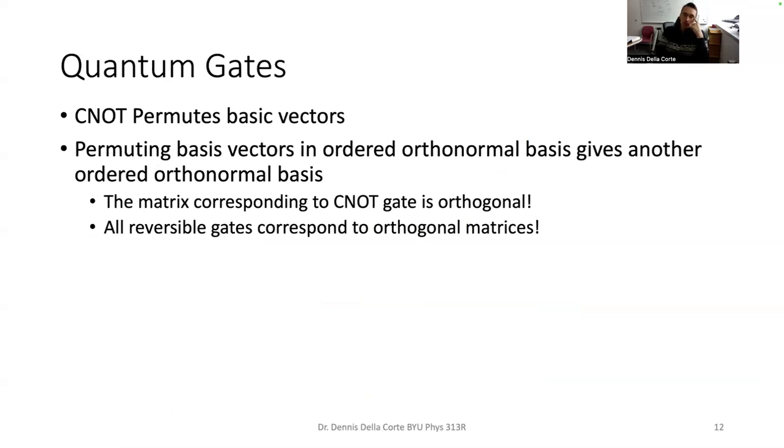So what are quantum gates? We saw that the CNOT permutes, or rotates, basis vectors around in the set. And whenever you have an ordered orthonormal basis set and you take two of these vectors and swap them around or permute them, you're still going to have the same number of basis vectors. They're still all going to be length one and orthogonal to each other. But since it's an ordered set, by permuting them, you're going to have a different ordered set. Okay, so all that does is give you a different basis to measure in.